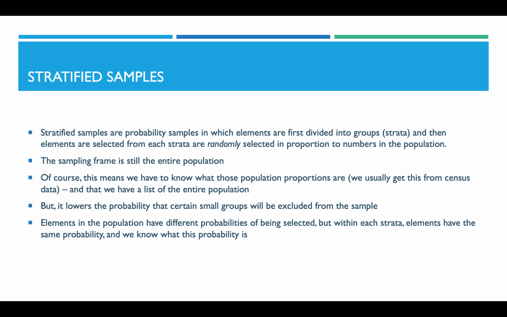And we say that this is still probability sampling because elements in the population may have different probabilities of being selected depending on which strata they're in. That is to say that if you're a member of a small racial group in the population, you're going to have a higher probability of being selected into the sample than someone else. But even though these elements might have different probabilities depending on the strata, we still know what the probability is.